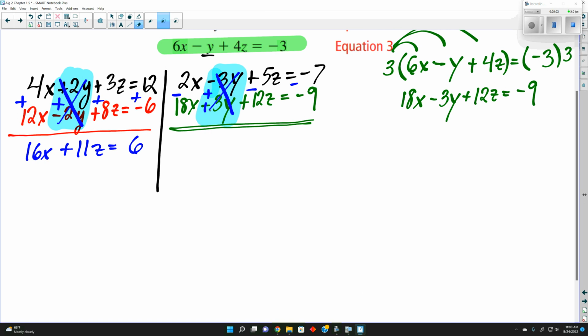Now 2x minus 18x, 2 minus 18 is negative 16x. Now the negative 3 plus 3, guys, is going to be 0. We'll move on to the next one. 5z minus 12z. 5 minus 12 is negative 7z is equal to. So we have negative 7 minus negative 9. Well, the negative and negative make a plus. So we have negative 7 plus 9, or 9 minus 7, which is 2.